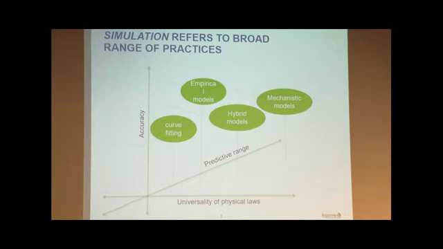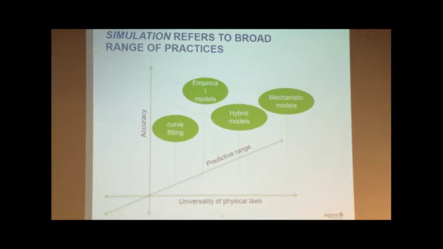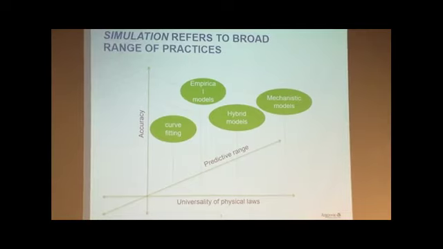So there are three axes. On the x-axis, I'm plotting the universality of the physical laws that we are trying to solve, maybe as a differential equation or whatever expression of them that we have. We can imagine them being very specific to a particular device or a particular geometry or a particular reduced set of physics, or we can imagine them being much more general. So that we have on the x-axis.